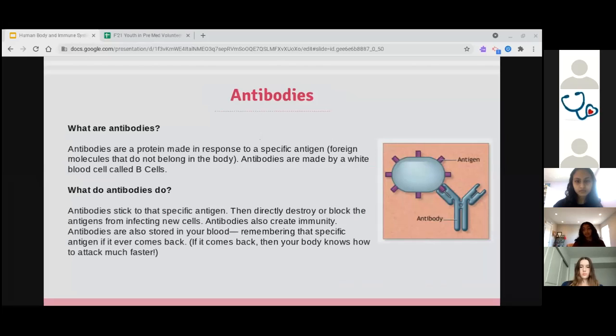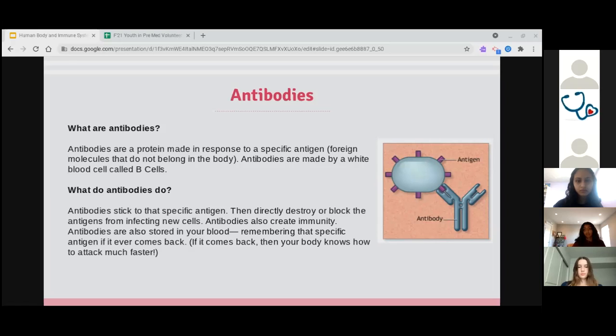Antibodies. What are antibodies? Antibodies are a protein made in response to a specific antigen. Antigens are foreign molecules that do not belong in the body. Antibodies are made by white blood cells called B cells. So what do antibodies do? Antibodies stick to that specific antigen, then directly destroy or block the antigens from infecting new cells.